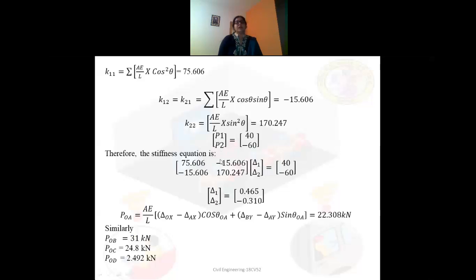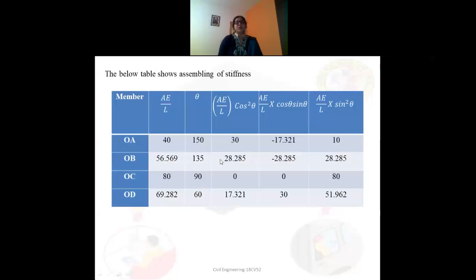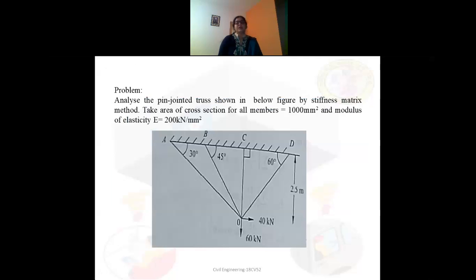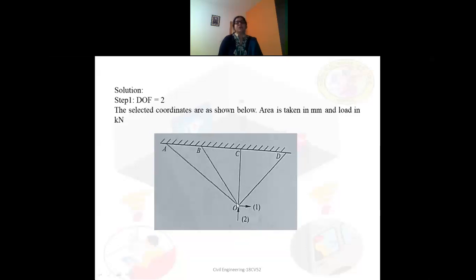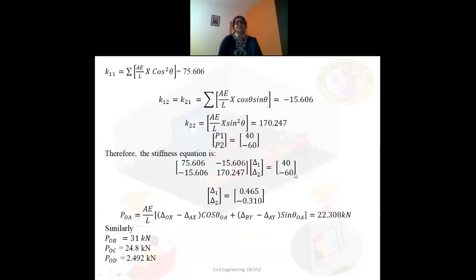So what are the external forces P1, P2 value? In the horizontal direction we had a load of 40 kilonewton. In the vertical direction it was 60 kilonewton, but the coordinate we had given is in the upward direction. Hence you have to write a negative sign here, minus 60. Okay, so K11, K12, K21, K22.